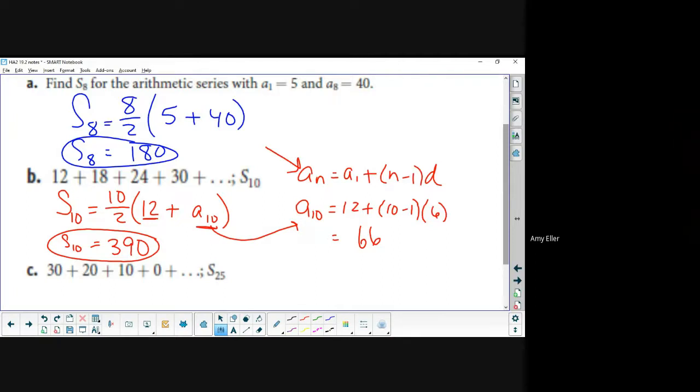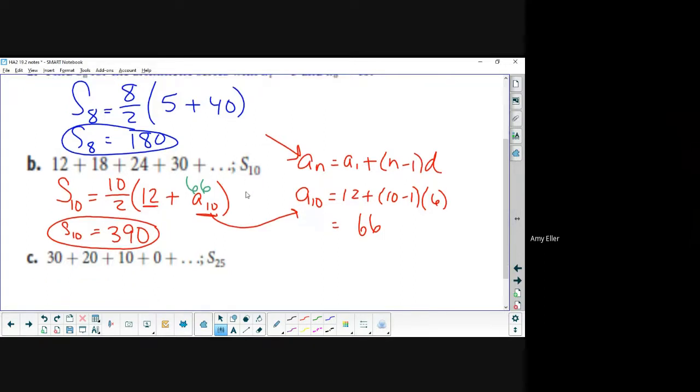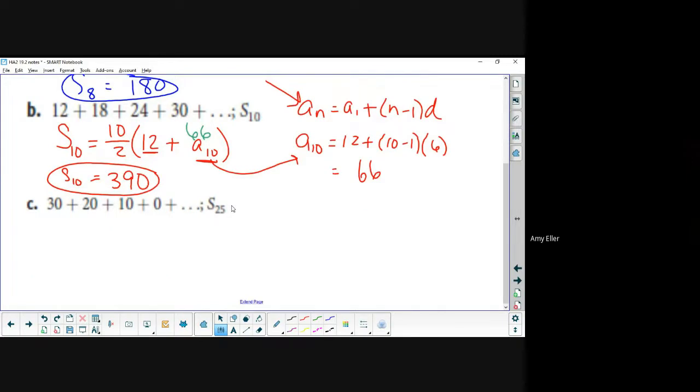I want the 10th term. So I follow the formula, the first term plus n minus 1 times d. I get 66. So 66 will go right in here, and that will give me my final answer of 390. Any questions on that one? Am I going too fast? Okay. Get to that third one then.